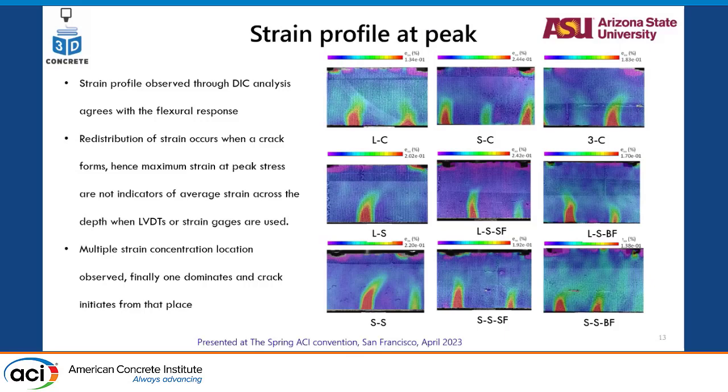Again, DIC was also used to check the strain profile on the beams. It again correlated with the same response that we saw on the flexure stress-strain response, the linear conventional beams showing a lesser strain at peak, while the modified beams showed a higher strain capacity at peak loads.